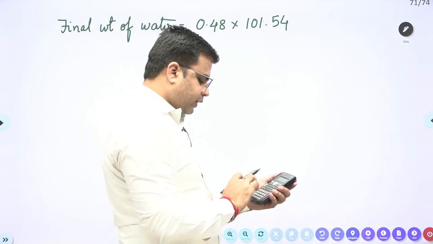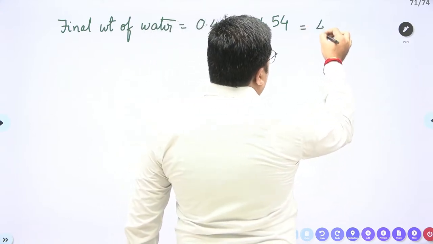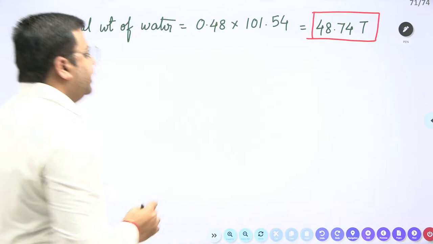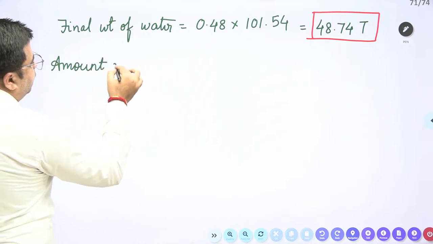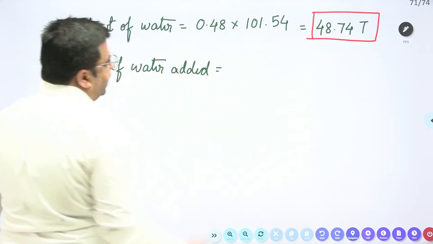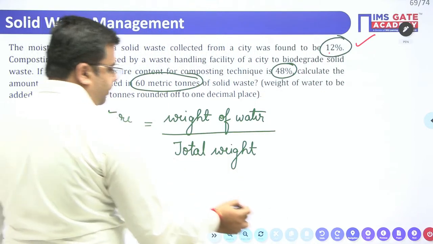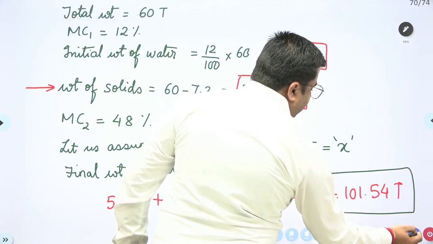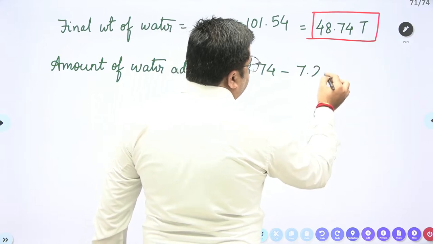So get me this final weight of water. It is 101.54 multiplied by 0.48, which comes out to be 48.74. This is my final weight of water. Right. So in order to calculate the amount of water added, the amount of water added is equal to the final weight of water minus the initially present water, that is 7.2 tons. So amount of water added is 48.74 minus 7.2 tons.